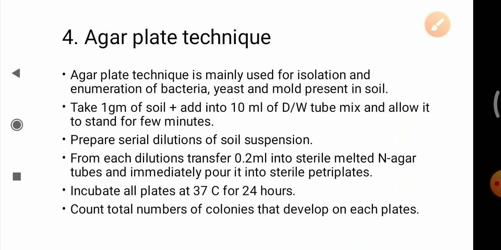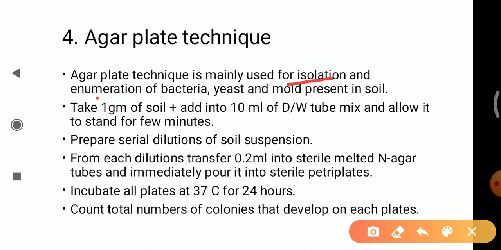Agar plate technique. The agar plate technique is mainly used for the isolation and enumeration of bacteria, yeast and mold present in the soil. First, we take 1 gram of soil and add it into 10 ml of sterile distilled water. Mix it well and allow it to stand for a few minutes.